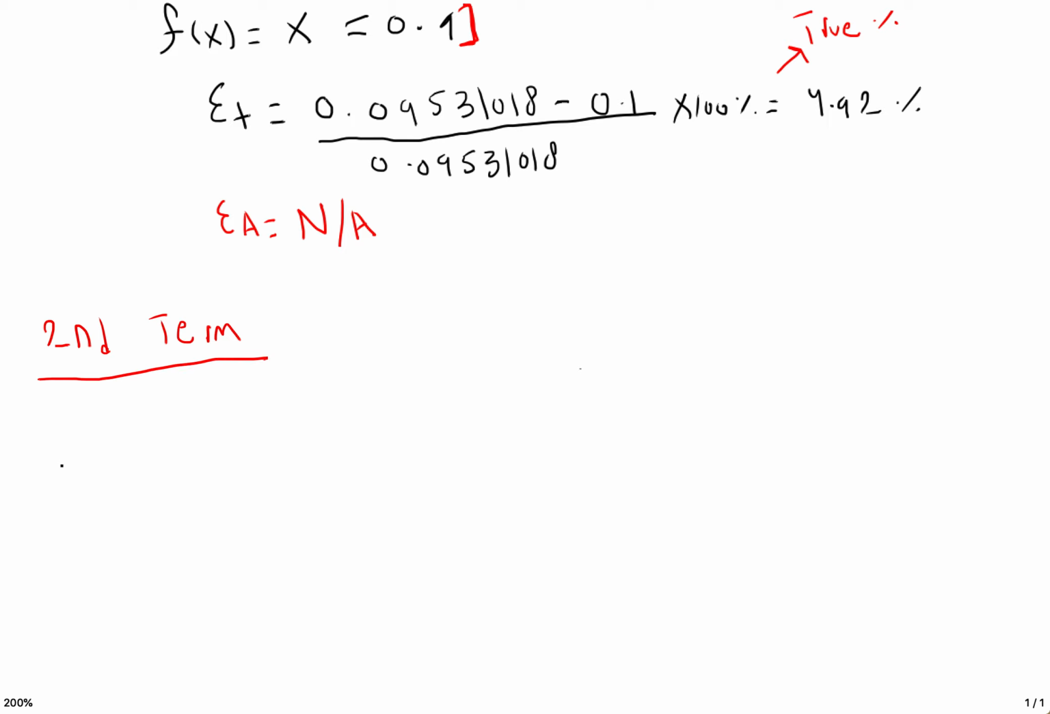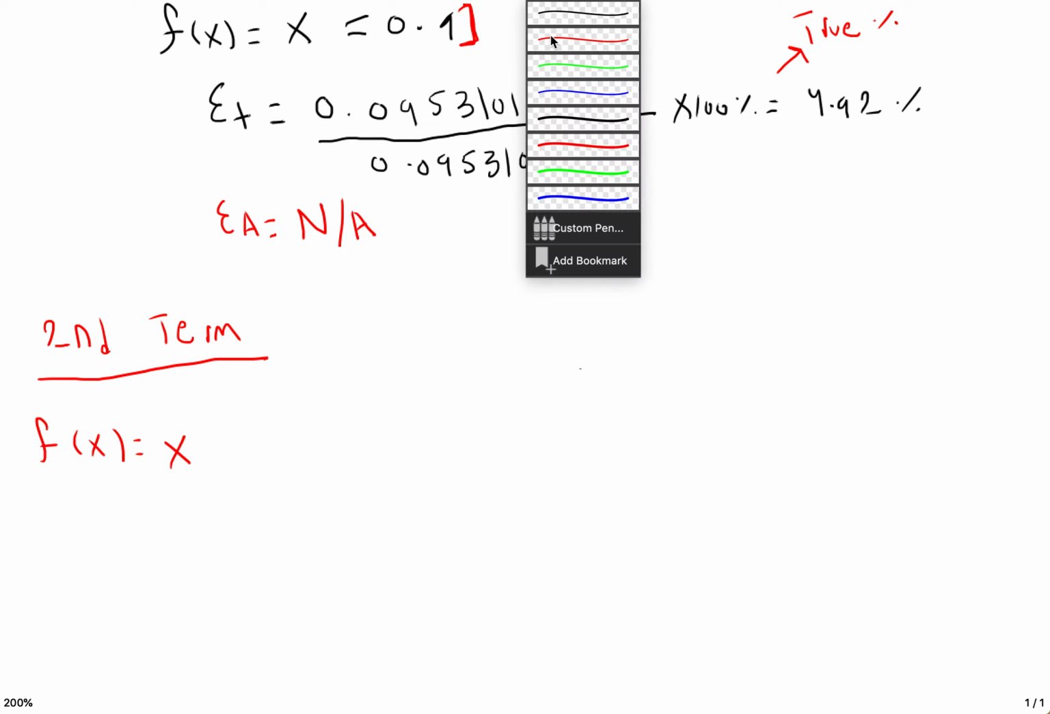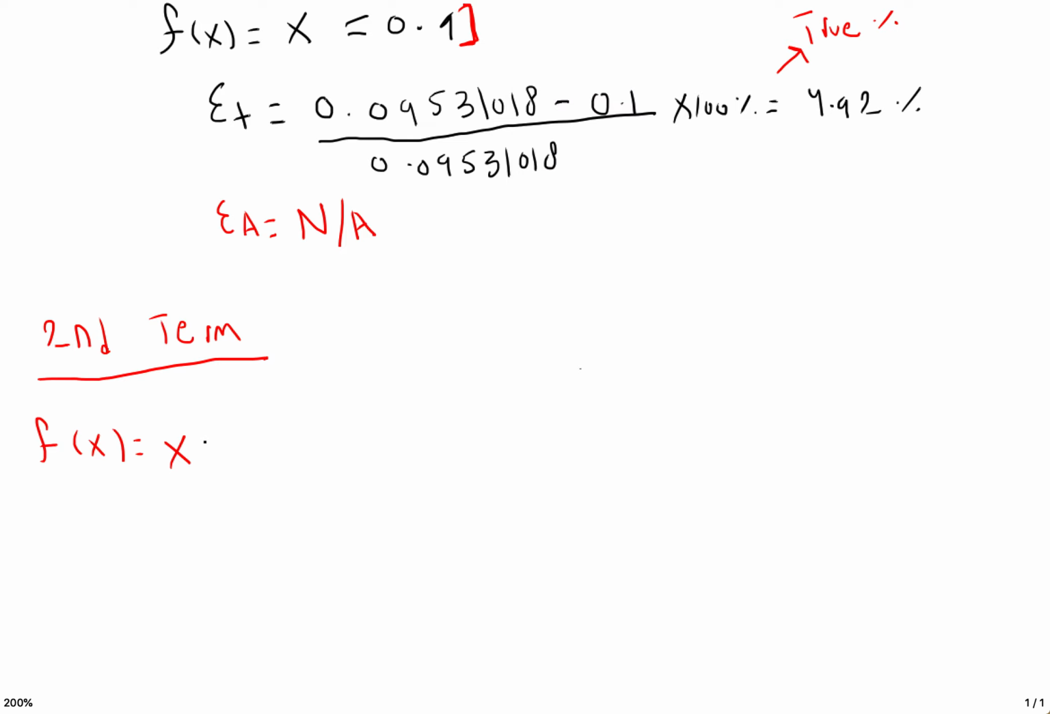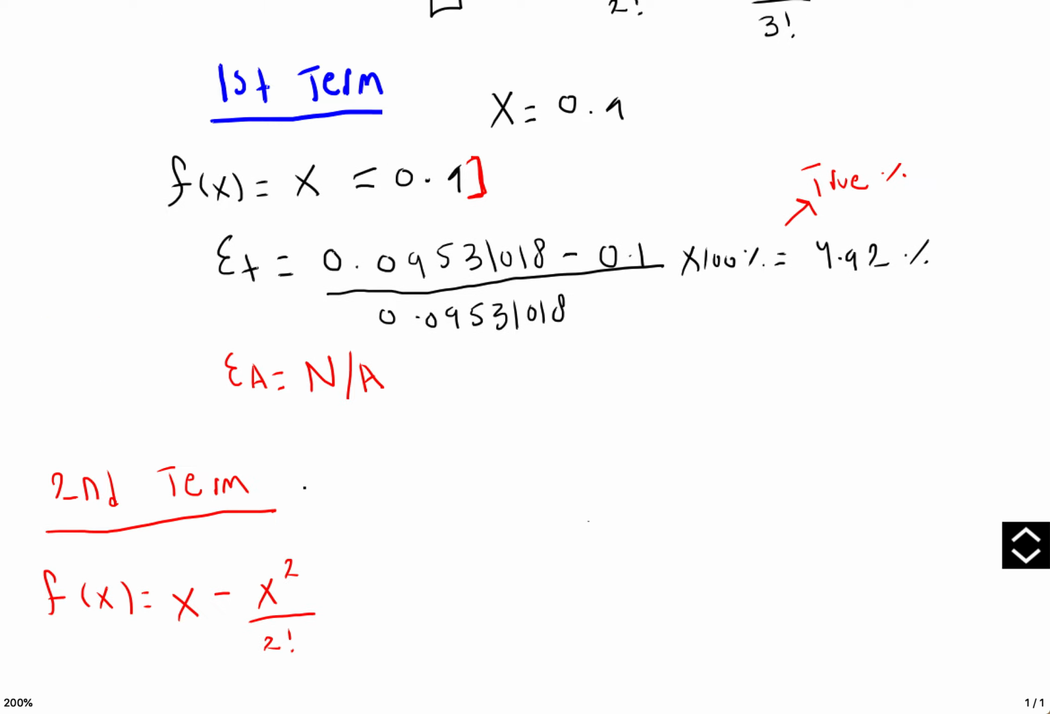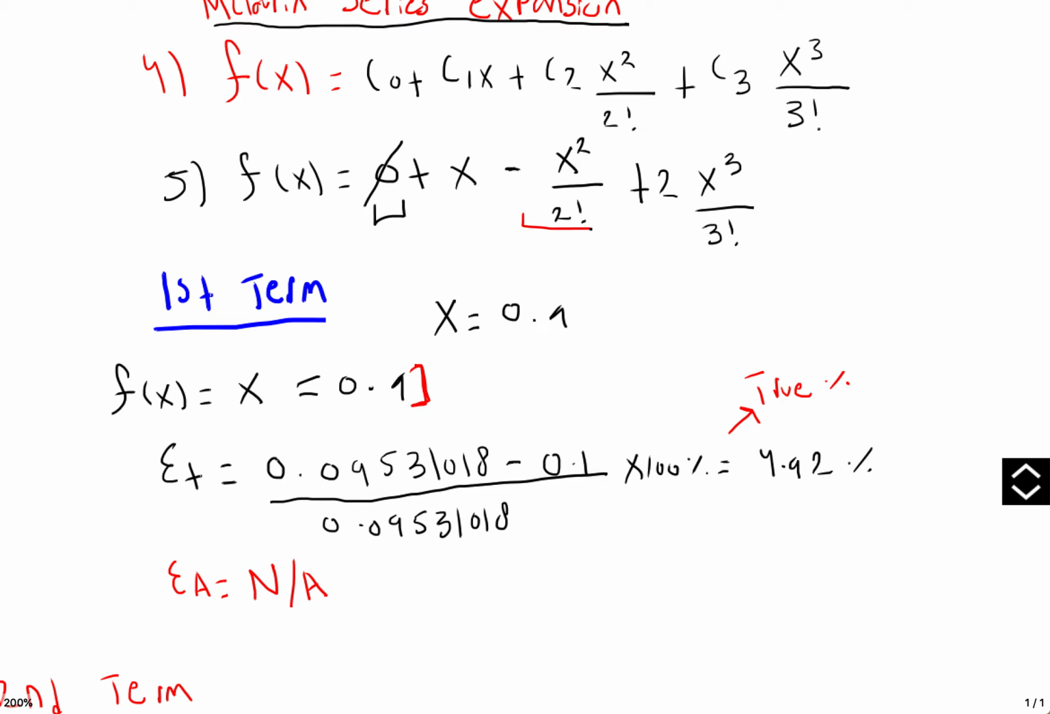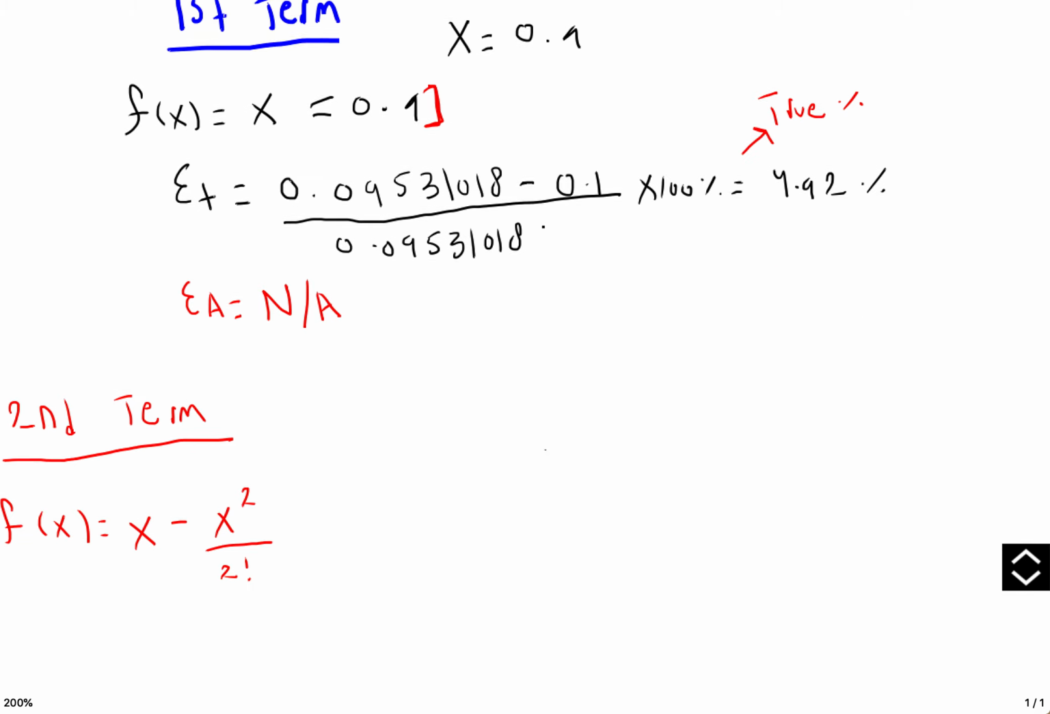So the second term we're going to be working with is the Maclaurin series expansion for two terms. The first two terms we're going to get is x, which was the first term, and the second term should be minus x squared over 2, right? Because if you look above, we found it here for the second term. So it's the first with the second term.